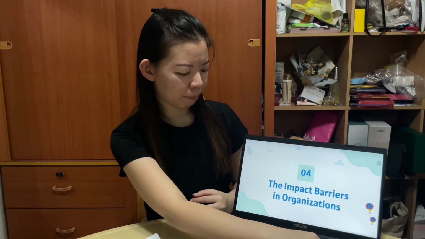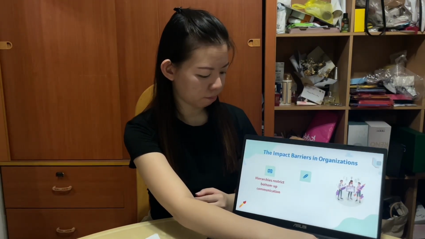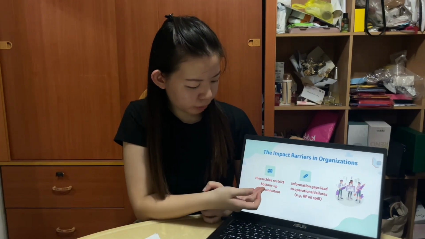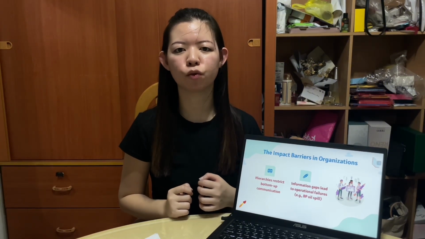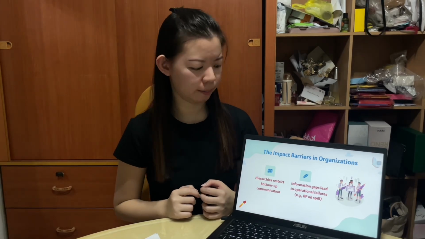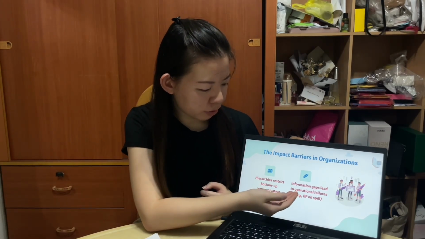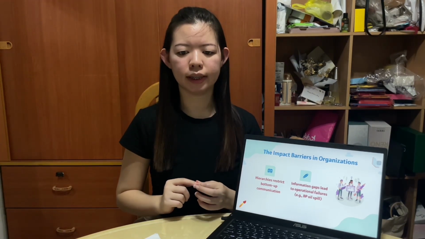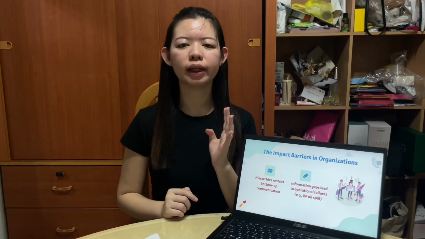There are some impact barriers in organizations. The first barrier is that hierarchies restrict bottom-up communication. For example, it is very hard for lower level employees to express their opinions to higher level employees. And information gaps lead to operational failures. There is an example. Misunderstanding between a doctor and nurse may affect a patient's life.